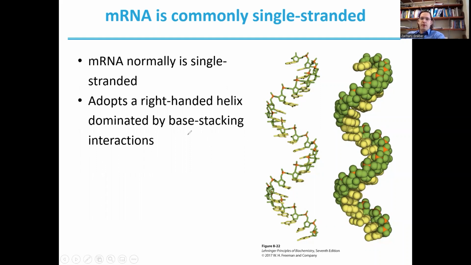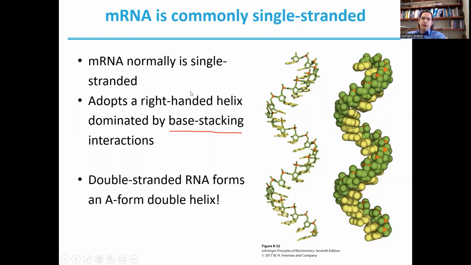This helical structure forms because of the base stacking interactions between our bases. So you'll notice in this helical structure here, we have all of our bases lined up right over top of each other in order to get that pi-pi interaction between our bases. If we do end up forming double-stranded RNA, this will actually form the A-form double helix, as I mentioned previously. Again, just because of the slight difference in structure with our 2' hydroxy group.